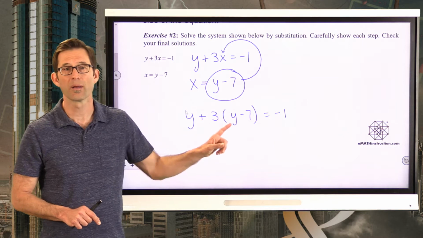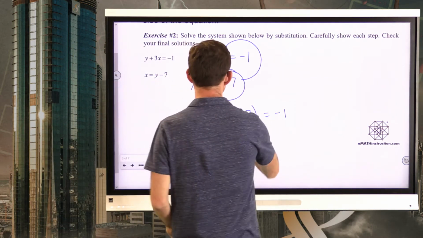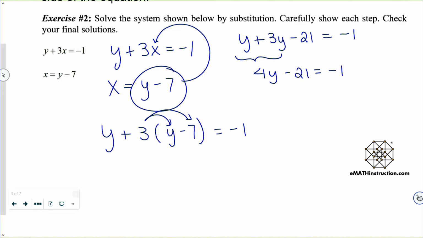All right, well, let's do it. I'm going to take this one up here. First thing I'm going to do is use the distributive property to distribute that 3 through the parentheses. So that's going to give me y plus 3y minus 21 is equal to negative 1. I'm going to combine the y and the 3y into 4y minus 21 is equal to negative 1.